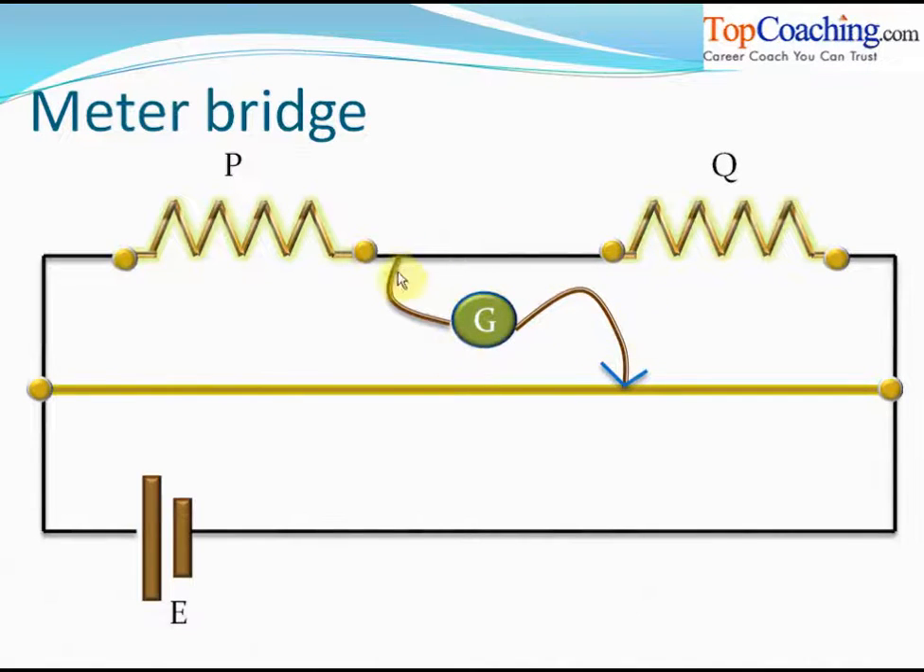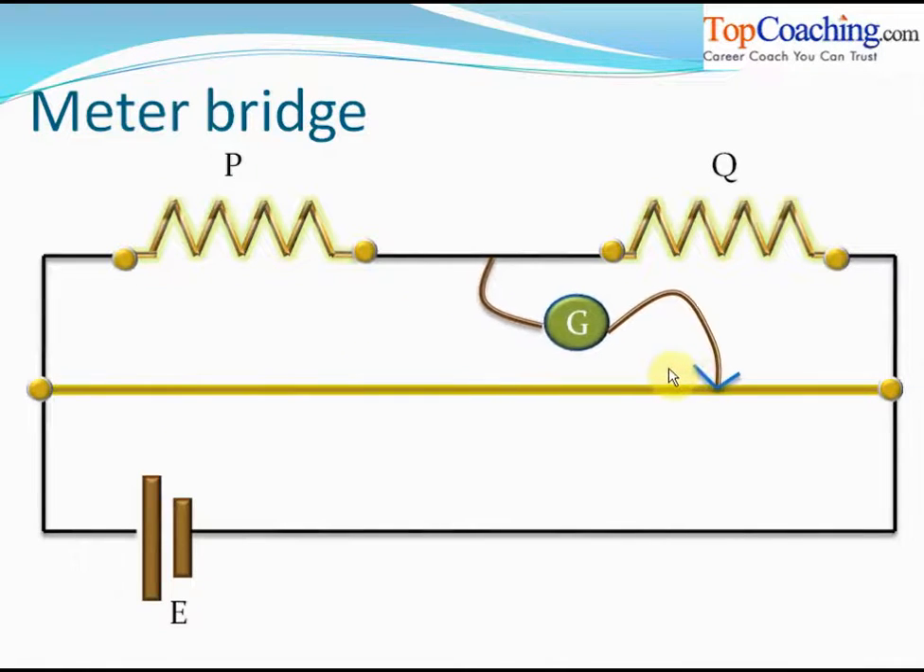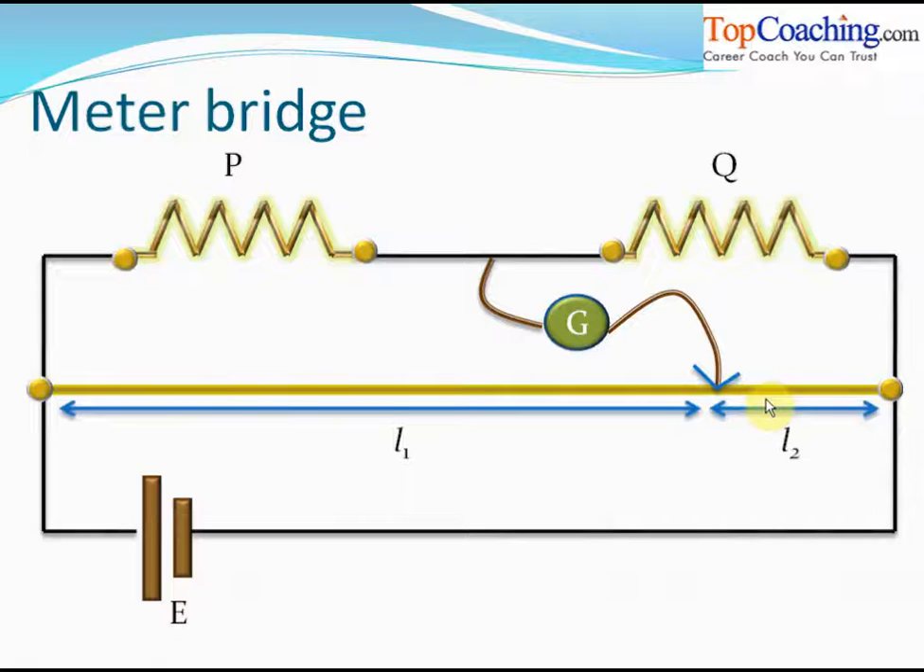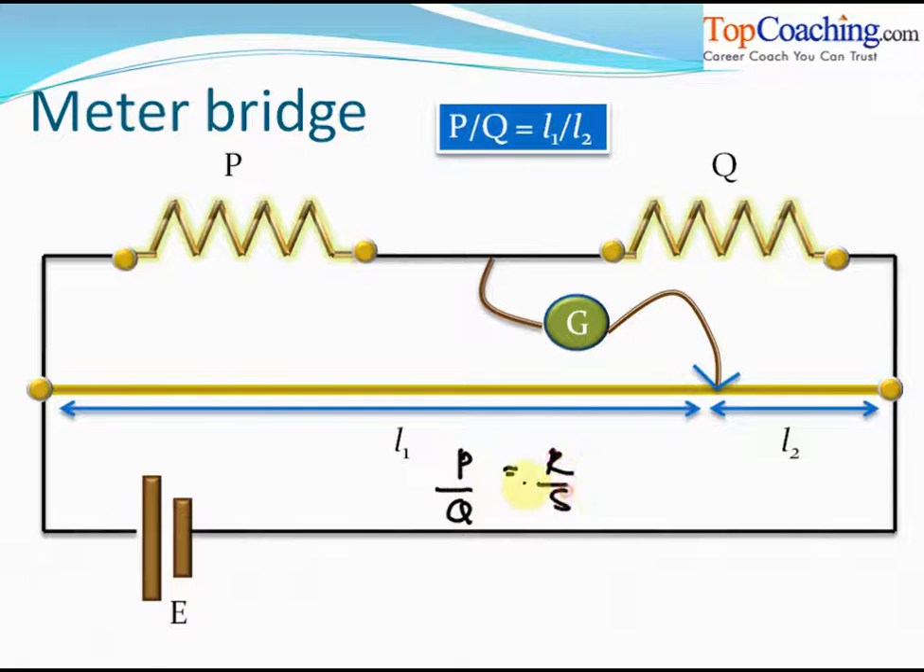A jockey, this brown jockey with a galvanometer, is moved across the resistance wire like this. Now when it is moved across the resistance wire, there comes a point when the galvanometer reading is 0. Now when the galvanometer reading is 0, in that case, if the length to the left is L1 and the length to the right is L2, P by Q is L1 by L2, isn't it? You see, according to the Wheatstone bridge principle, when the galvanometer reading is 0, P by Q was equal to R by S. In this case, instead of resistances R and S, there are two branches of this resistance wire.